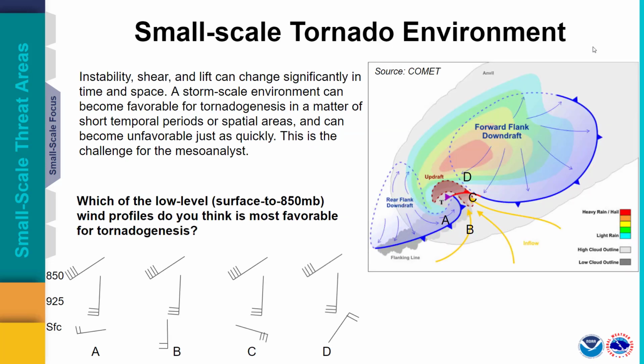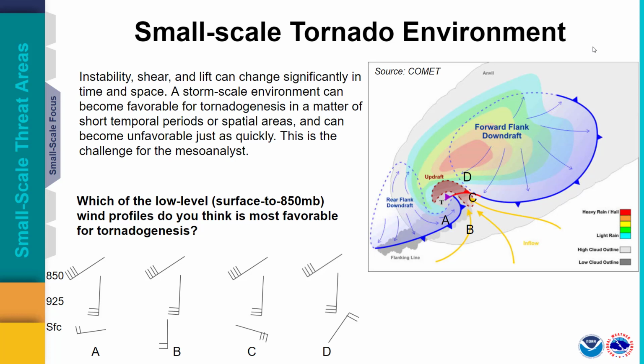Here we see the conceptual structure of a right-moving supercell. This image is from COMET. We not only see a region of enhanced inflow, but also multiple regions of outflow in the forward and rear flanks. Notice the 4 low-level wind profiles for locations A through D. The SPC mesoanalysis page might show a 0 to 3 kilometer SRH value of around 200 meters squared per second squared for the area where the storm is located, but only point B might reflect this, with much higher SRH at point C and much lower values at points A and D.